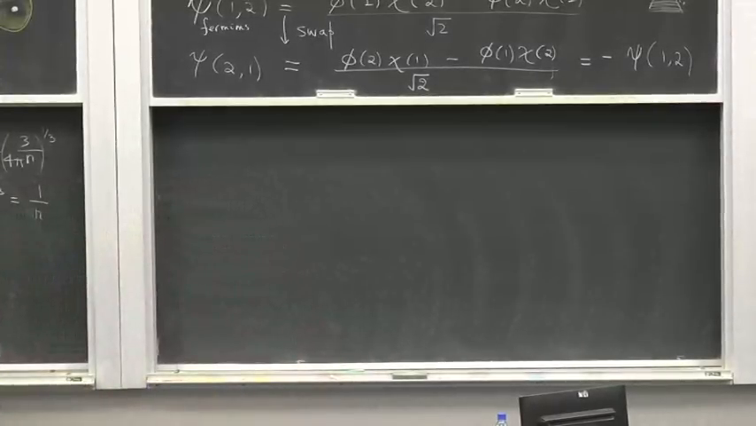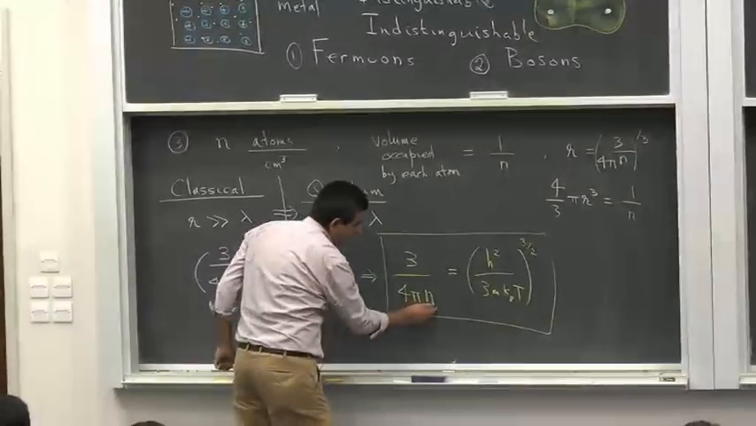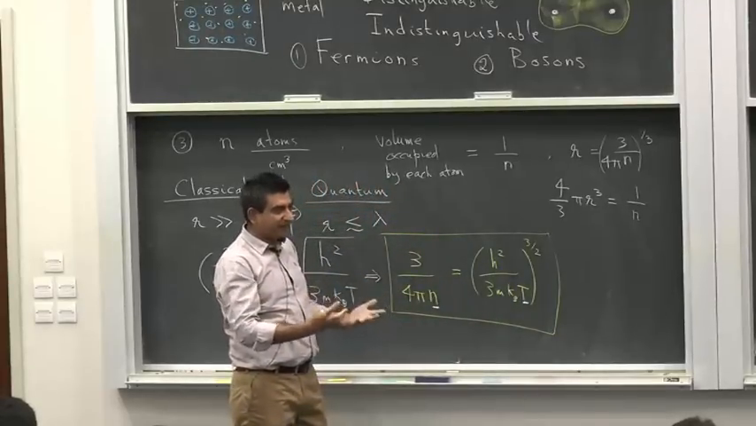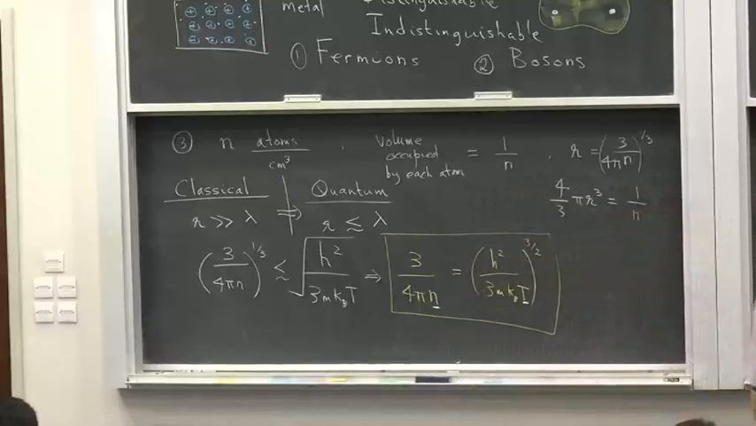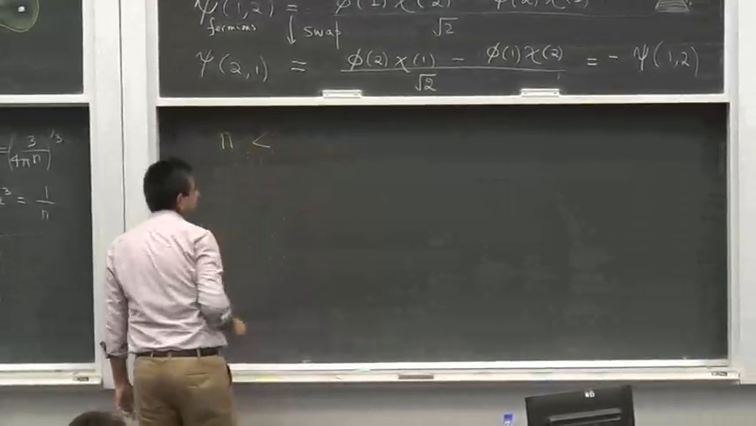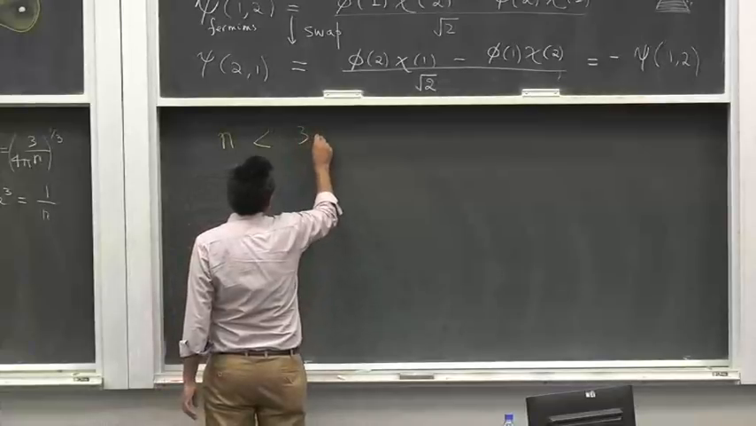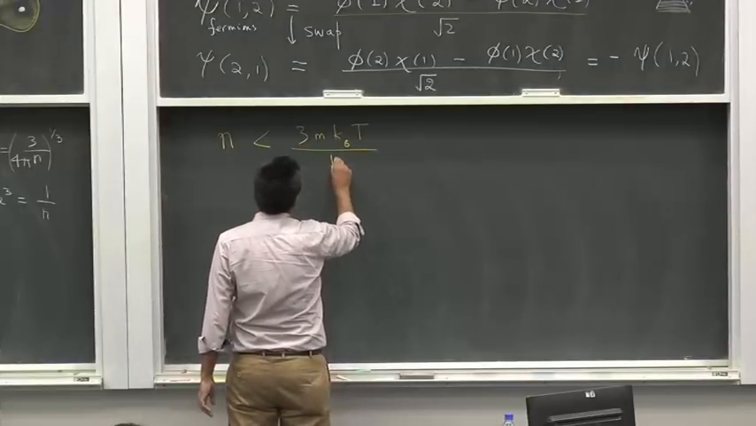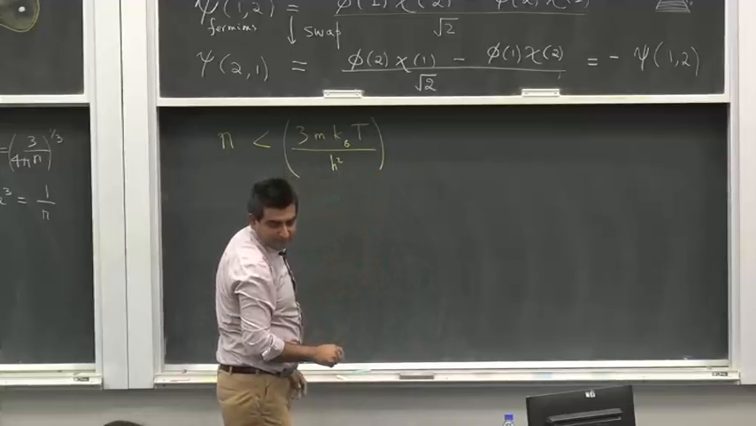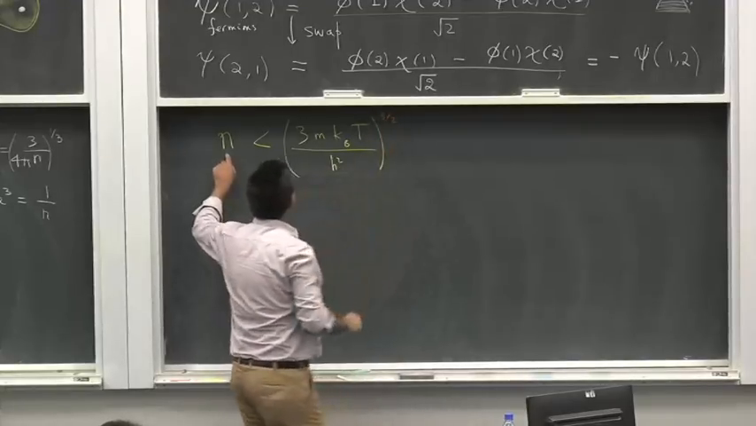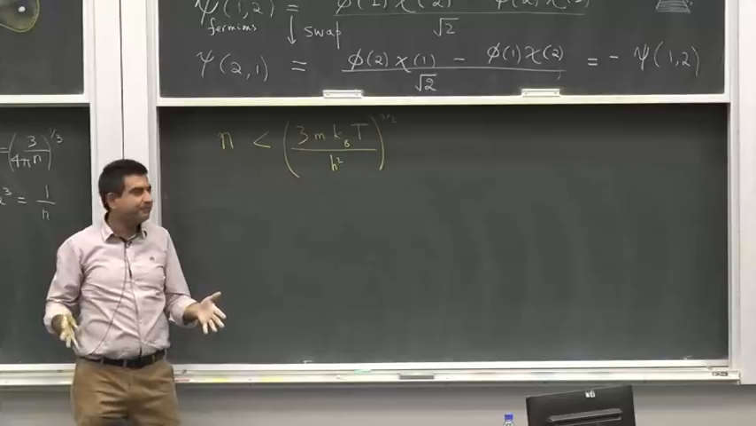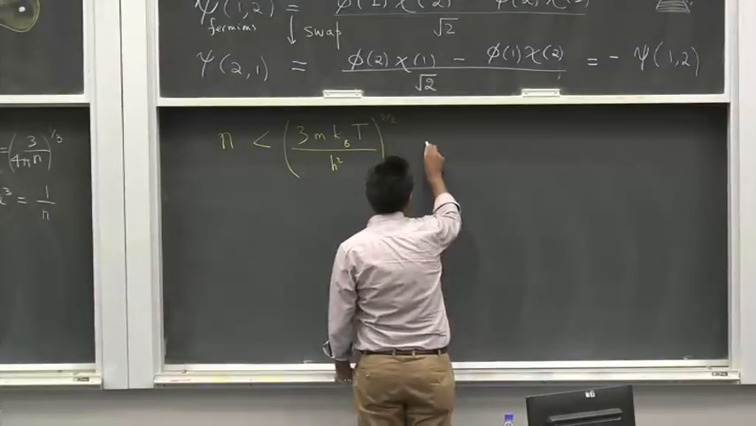Now let me rearrange this a little bit and find out the temperature that is required to achieve this. There are two things: I need to know what n is, and I need to know what the temperature is to make this quantum gas. If I do the algebra, and I don't want to waste your time doing it, what I need is that my n is smaller than (3 m kBT over h squared) to the power 3/2. If my density of atoms is smaller than this number, I have achieved a quantum gas. This n is called the quantum concentration.